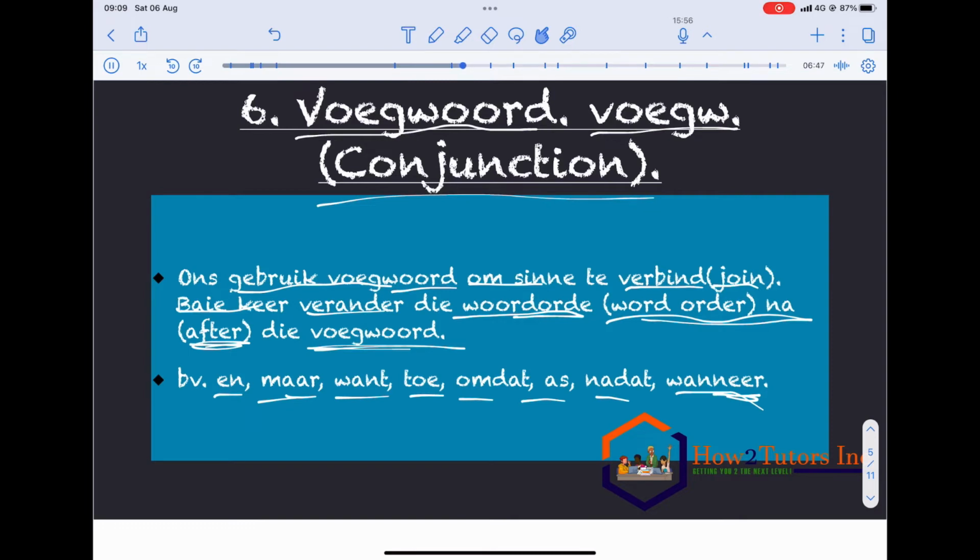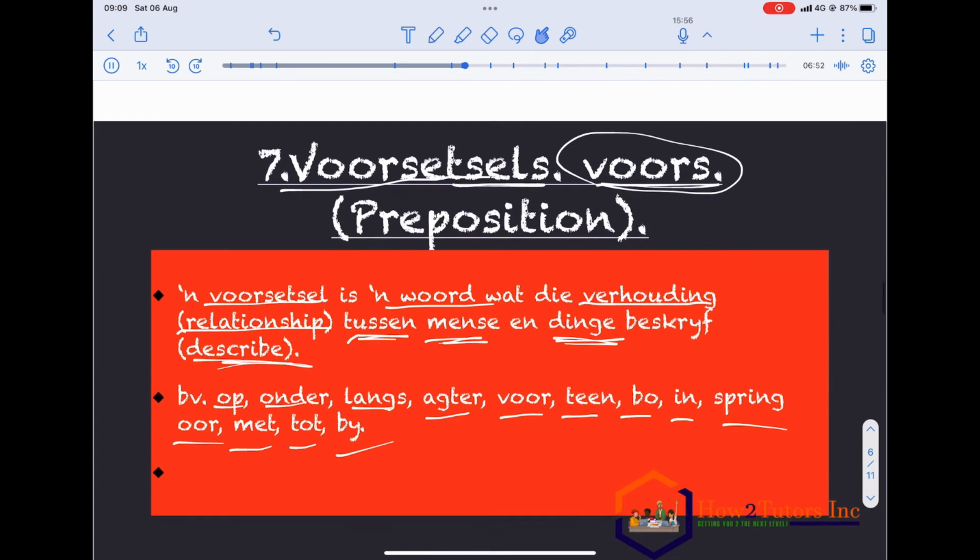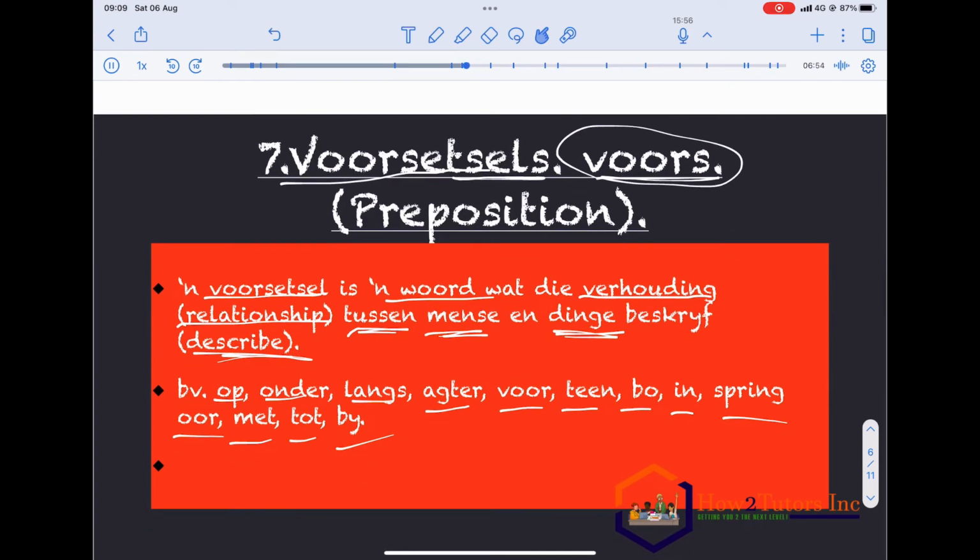Die volgende woordsoort, our next part of speech, is die voorsetsel, a preposition, and the abbreviation, die afkorting, is VOORS, met 'n punt, with a full stop to show that it is an abbreviation. Reg, kom ons gaan aan. Let's go on. 'n Voorsetsel is 'n woord wat die verhouding tussen mense en dinge beskryf.